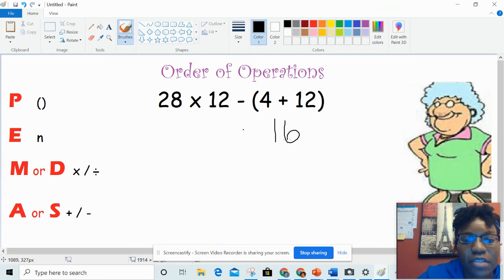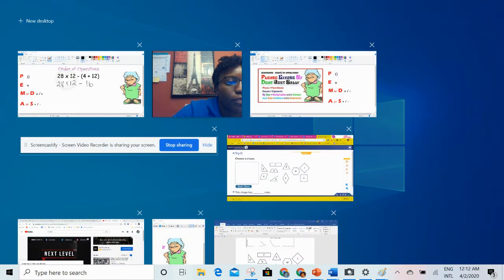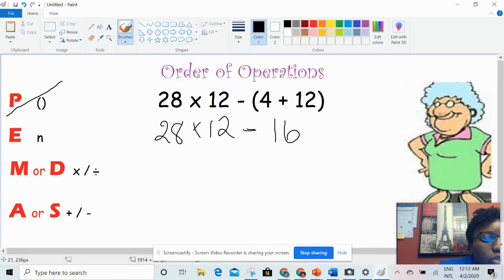Then I'm going to bring everything else down, my minus sign, my 12, my times, and my 28. Okay, we're done with parentheses. So we'll go to exponents. Exponents was that little bitty number that's at the top somewhere that tells you to multiply something in multiple numbers of times. We don't have any exponents in here, so we're going to skip that one. Our next step is multiply or divide. Then it's addition or subtraction. So because we have multiplication here, we're going to solve that next.